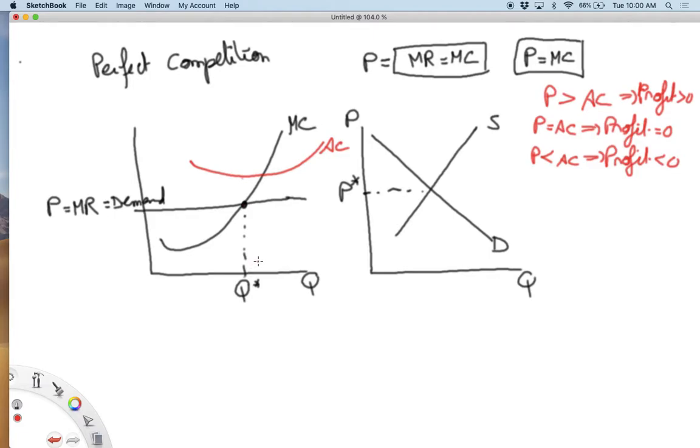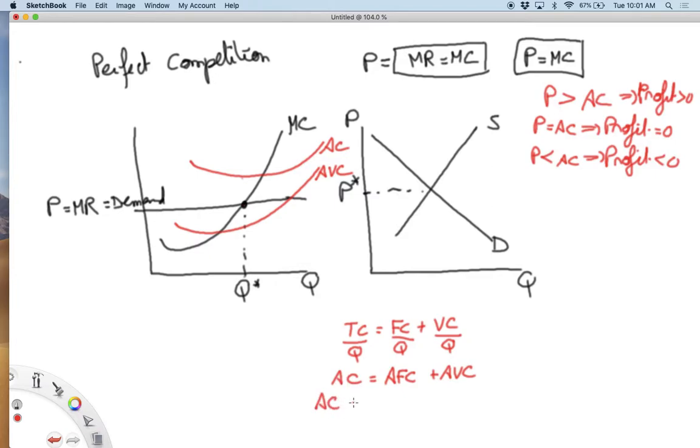And the answer we said was it depends where the average variable cost is. The average variable cost is always less than average cost, and the difference between the two is the average fixed cost. Remember, total cost is equal to fixed cost plus variable cost. If I divide everything by quantity, I get average cost is equal to average fixed cost plus average variable cost. That means average cost minus average variable cost is average fixed cost.